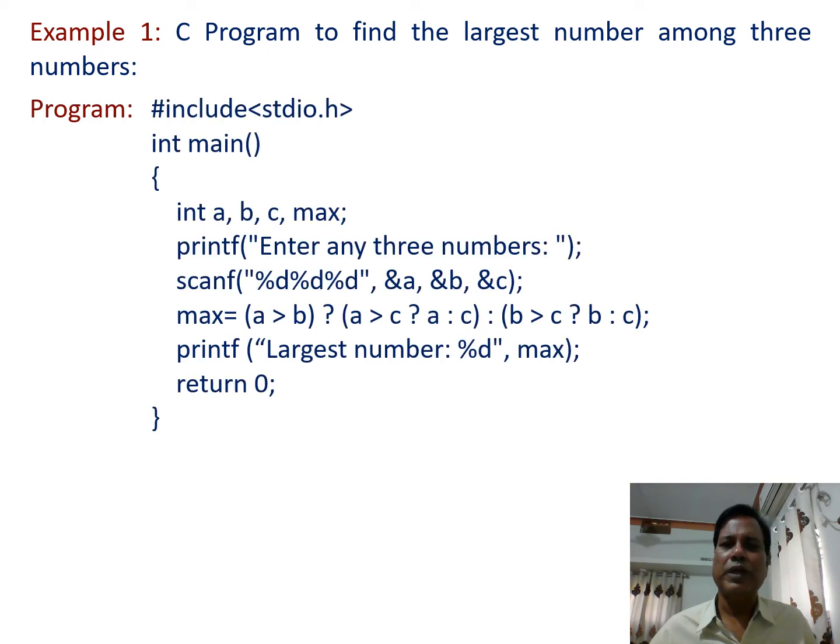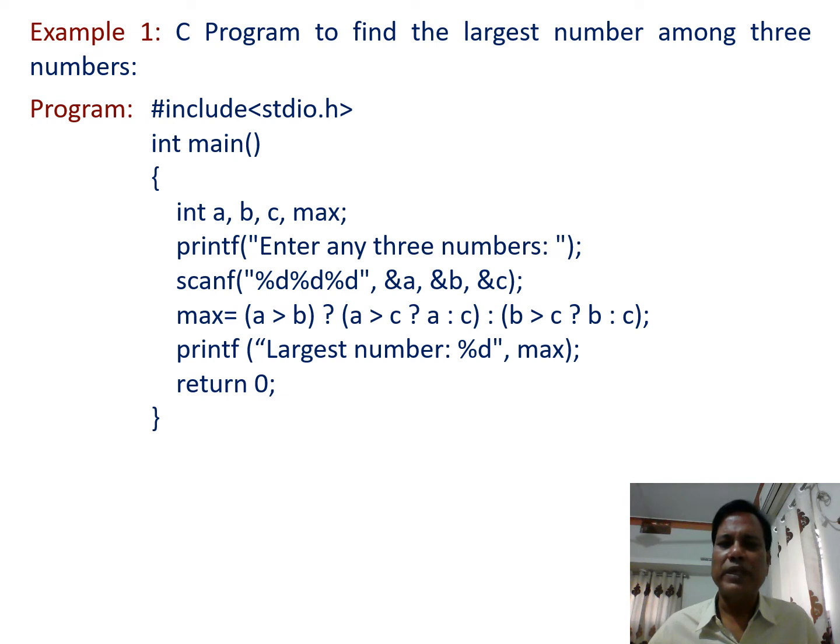So a program using the conditional operator can be written like this one. In this program we declare four variables of integer type: three variables to store the three numbers, and one variable for storing the result. The next printf statement prints "enter any three numbers" on the output screen, and the three numbers the user enters are taken in by the function scanf and stored in the variables a, b and c. Then max equals a greater than b, what.